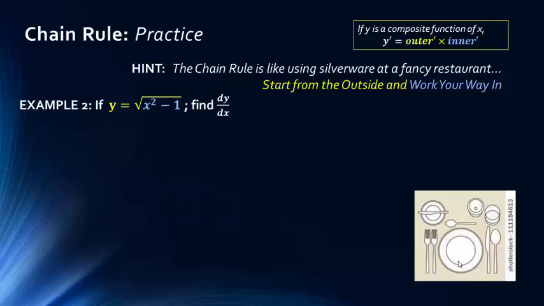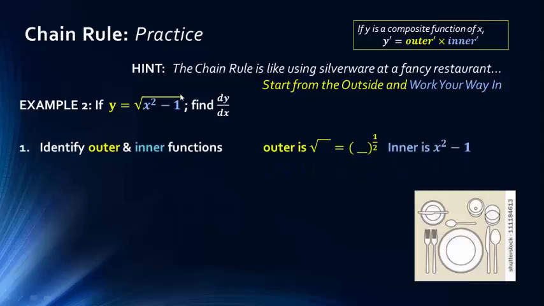So notice here we have y equals the square root of x squared minus 1. So again, it's pretty simple to see that the outer function is the square root because it's on the outside, and then our inner function is this x squared minus 1. Okay? So remember, when we do radicals, we tend to rewrite them as exponentials. So our outer function is something to the 1 half. Remember, what's inside the box stays there. We don't touch that when we're doing the outer derivative, and then the inner derivative is of x squared minus 1. So this is actually pretty simple. Remember, outer times inner, work from the outside in.